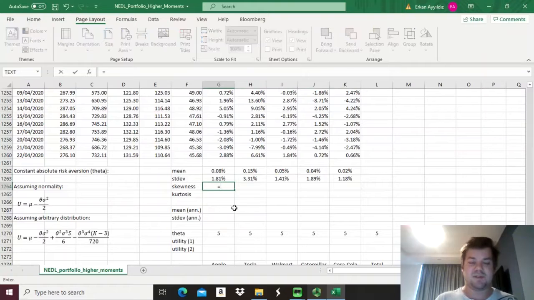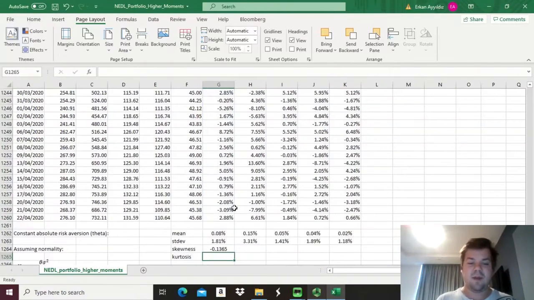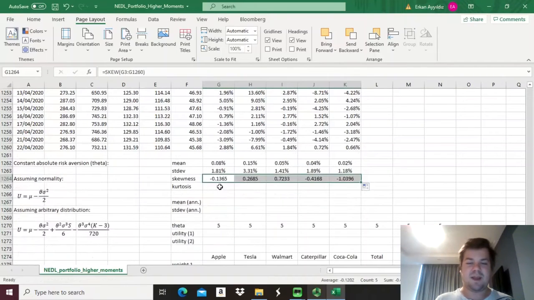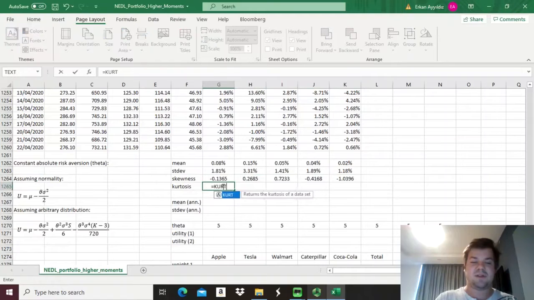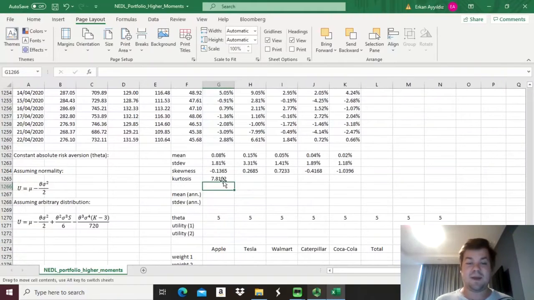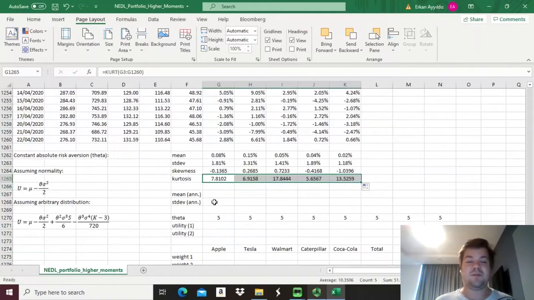So skewness will just be the SKEW function of those distributions, and we'll just drag it around again. And for kurtosis, we'll type in KURT, and that will give us the excess kurtosis. So how fat are the tails as compared to a hypothetical normal distribution with the same mean and variance.